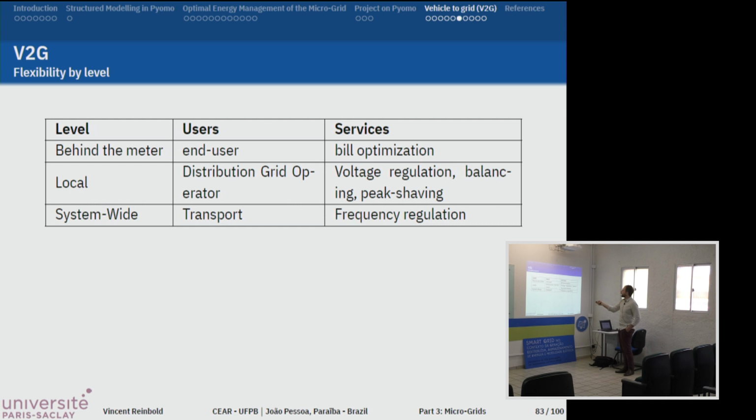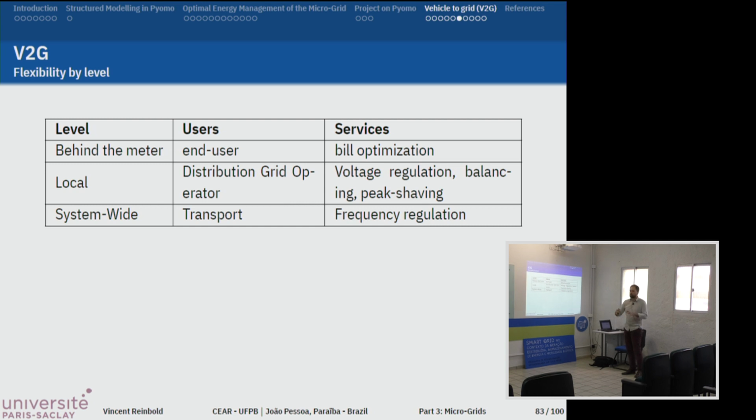So the user is an end user, so it's me. And the service of this technology is just bill optimization. I'm storing energy in my vehicle's battery when I have too much production, so I don't have to buy energy from the grid. It can also be local in the distribution grid. This has some advantages. You can regulate the voltage in a small distribution grid, balance between phases, and do peak shaving.